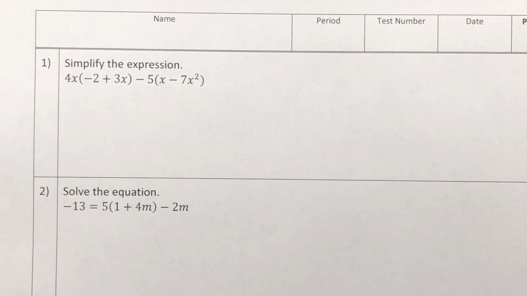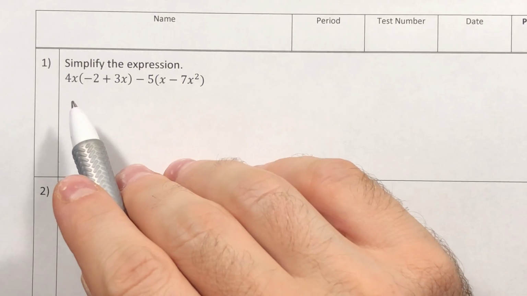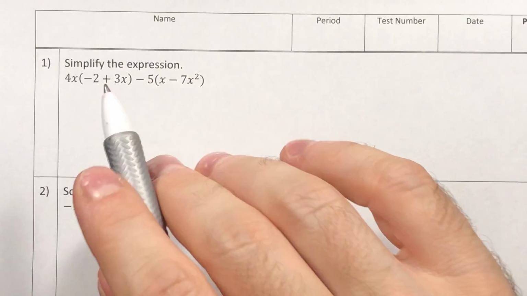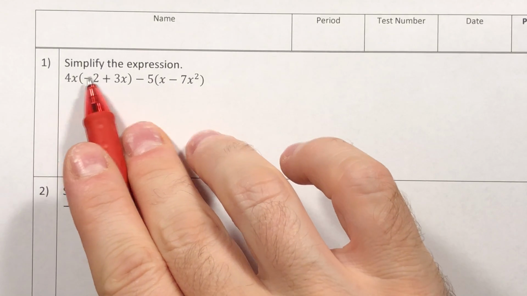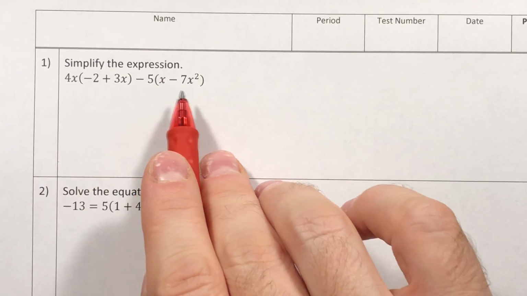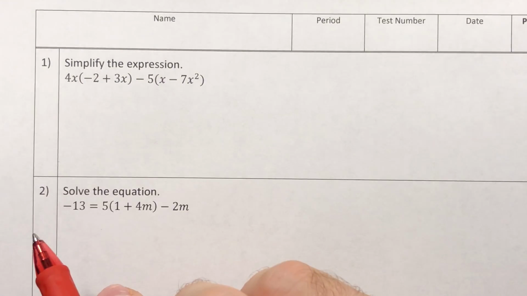So question 1 says simplify the expression. So what we're going to do here is we're just going to simplify this as much as possible. Go through any order of operations, PEMDAS, and just basically work it down from there. So the first thing that I see is I do see a set of parentheses. I'm going to look inside there, and I can't simplify anything on the inside.